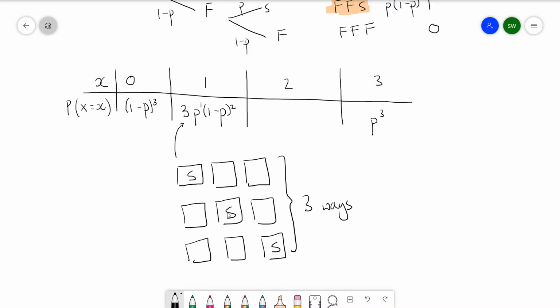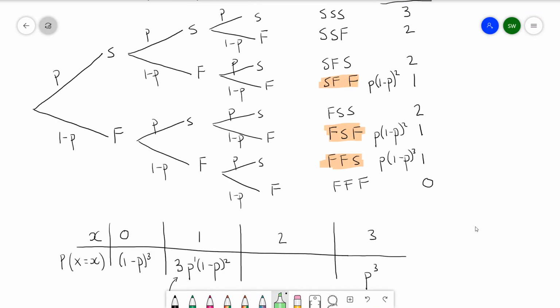Well, the mathematical way of working this out would be to say we've got 3 trials and we're choosing one of them to be a success. So that's 3 choose 1. Let's do the same with X being 2, so having 2 successes.